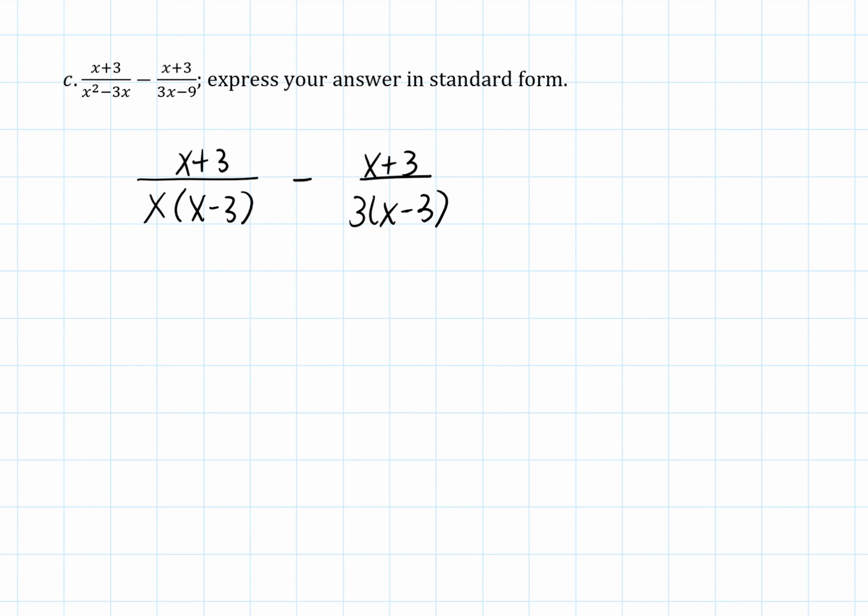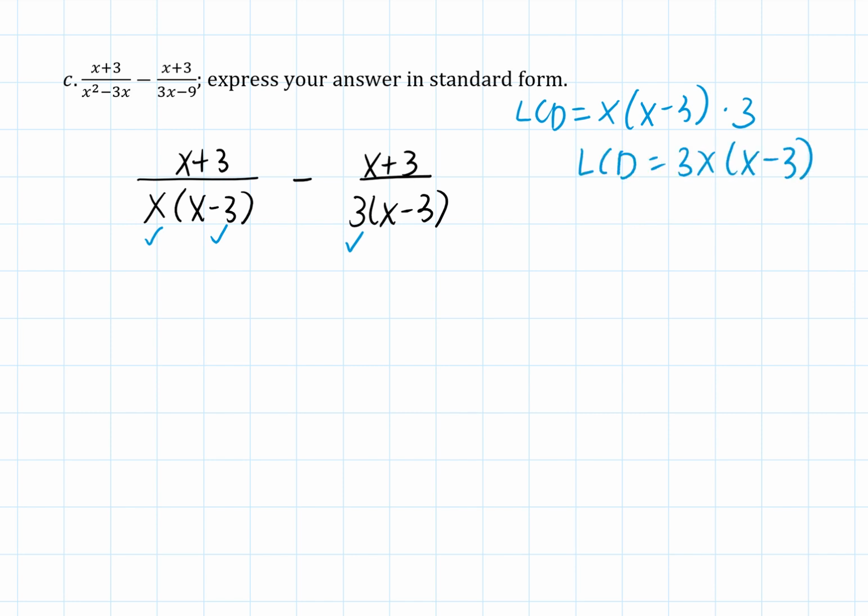Oh, nice. They both have something in common, so we'll just factor that out. So my least common denominator is going to need an x. It's going to need an x minus 3. It's going to need a 3. So I can just put that here if I want, or some of you are going to write it like this. This would be the more common way to write it, but both are the same.